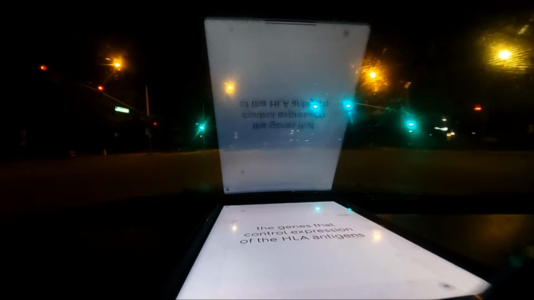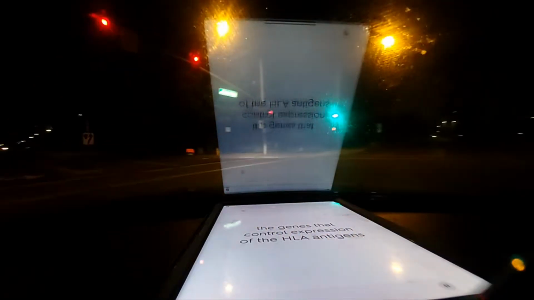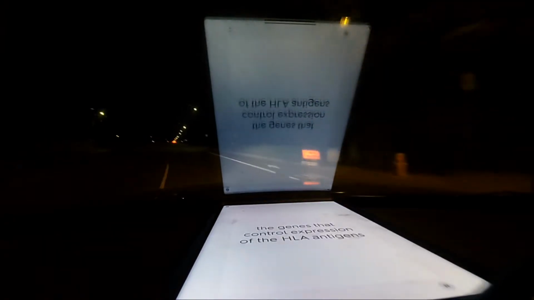Major histocompatibility complex. The genes that control expression of the HLA antigens. Frequency of group A in US population. 41%. Reactive sites on an antigen known as. Determinants.